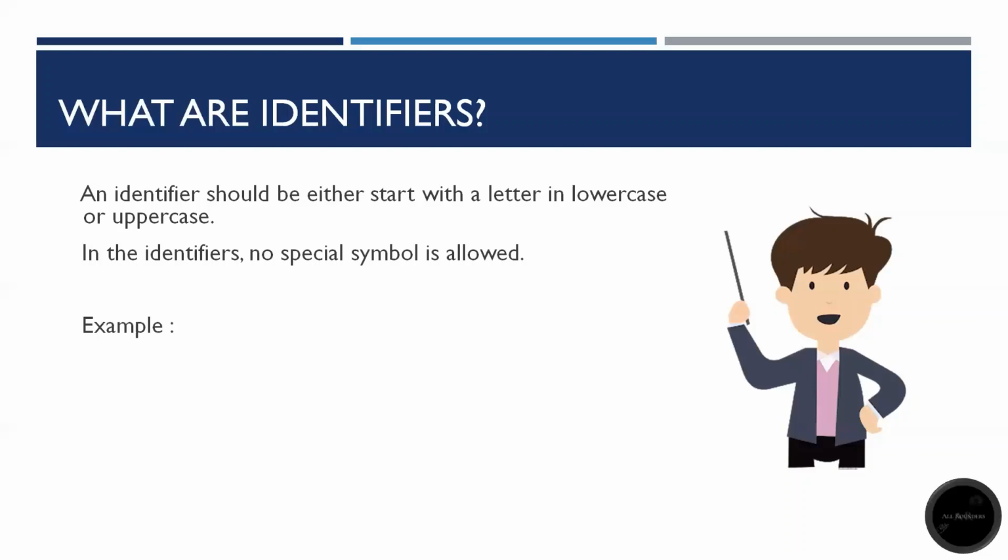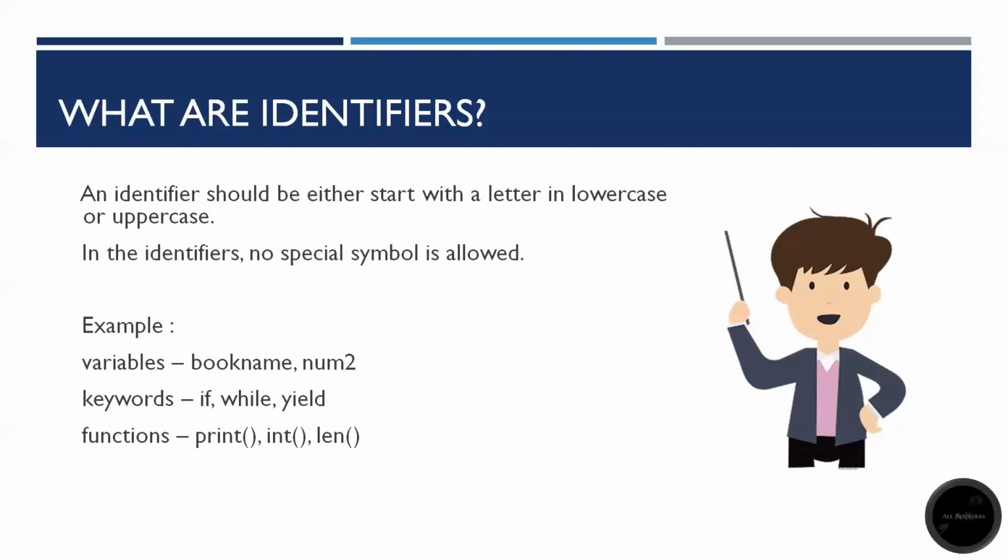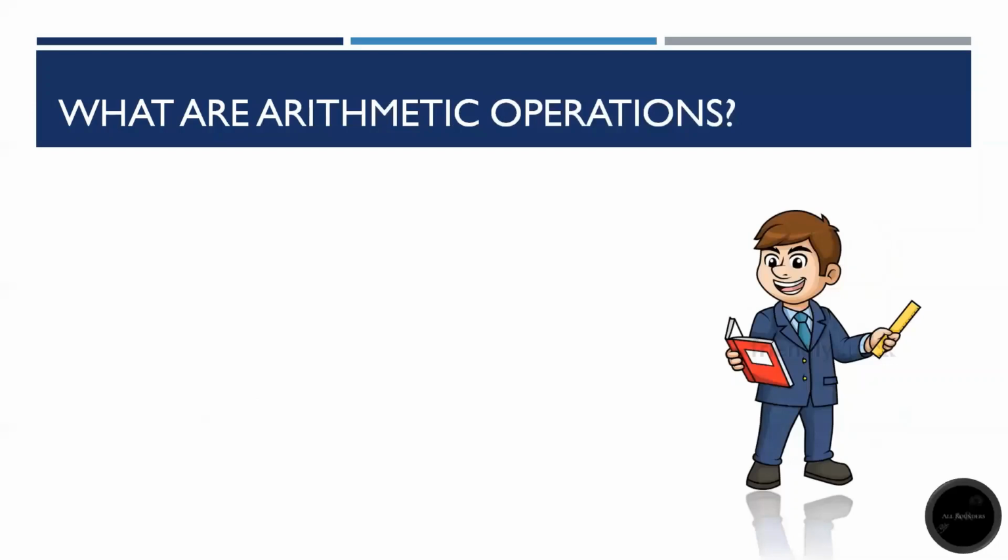Here are some examples of identifiers. In variables, you can write book name and num2. In keywords, it is if, while, yield. In functions, it is the print function, int function, length function. And in classes, it is calendar, random, or whatever you write there. So these are all valid identifier names. And if you write any special symbol along with these names, like book name and after that you give an exclamation mark, then it will give you an error. Now, guys, Jeet will tell you about arithmetic operations.